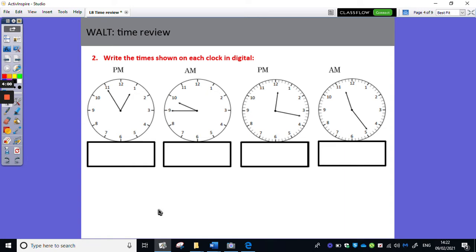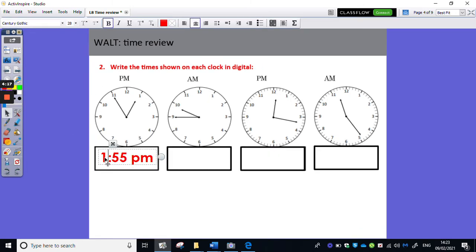Okay, so hopefully you've had a go and you're ready to mark. Do pause the video if you're not ready, because I'm about to show you the answers. So the first one, I can see it's almost at 1 o'clock. It's not quite at 1 o'clock yet, and it's gone right around to 55. Oh, sorry, there's a mistake on there. That should say 12:55, because it's not quite 1 o'clock yet.